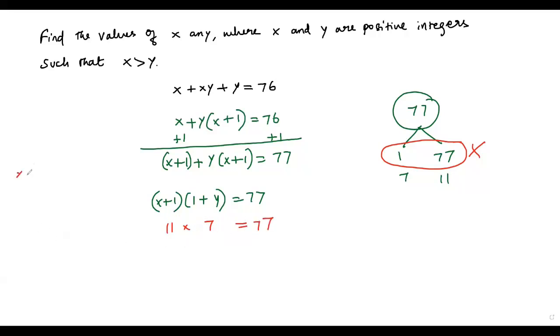So the value of x + 1 is 11, and the value of 1 + y equals 7. To solve for x, I subtract 1 from both sides. I get x is equal to 10. And here I subtract 1 from both sides. Then I get y equals 6. So both 10 and 6 are positive integers, and also the value of x, 10, is greater than the value of y, 6. So x is equal to 10 and y equals 6.